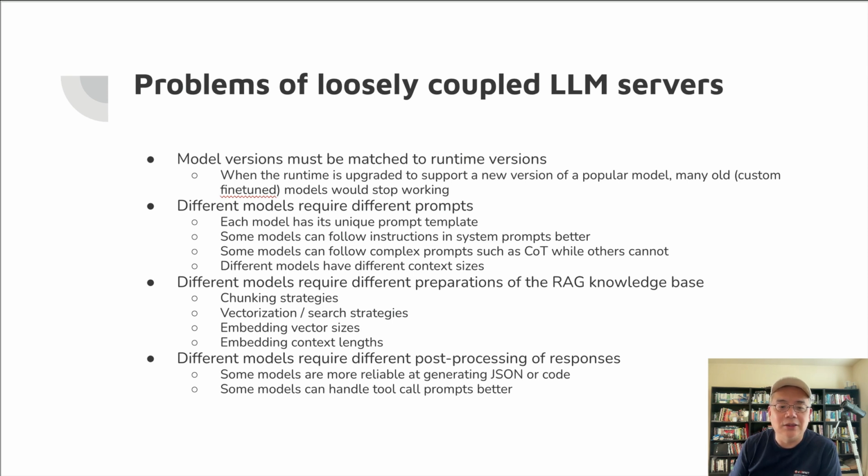Along the same line, say you have an application with ground knowledge somewhere else in a vector database, a typical RAG application. How the knowledge is chunked depends on the model that you're going to run. Different models also require different post-processing of responses. Some models can follow instructions very closely, some won't. Some models can generate tool calls or function calls, some cannot. So there are all kinds of variations between models and applications that really require tight coupling.